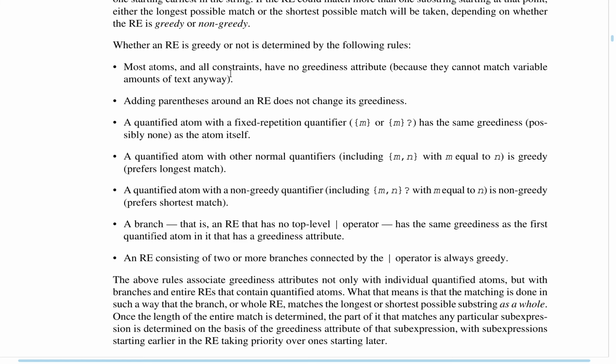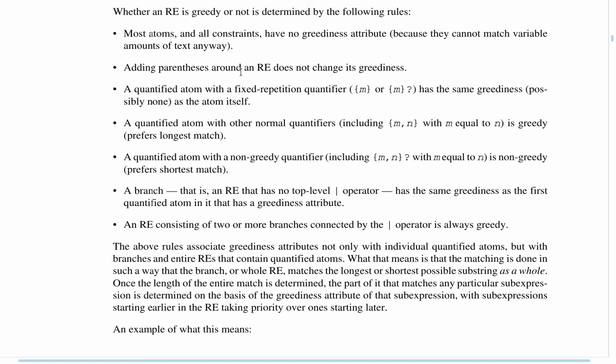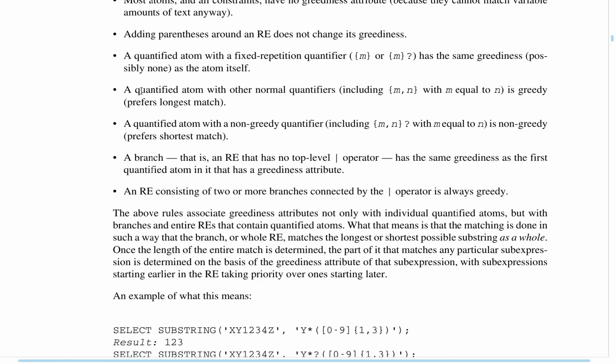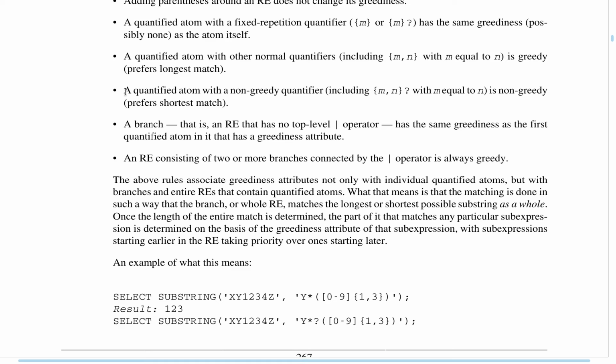Most atoms and all constraints have no greediness attribute because they cannot match variable amounts of text anywhere. Adding parentheses around an RE does not change its greediness. A quantified atom with a fixed repetition quantifier, that is {m}, has the same greediness as the atom itself. A quantified atom with other normal quantifiers, including {m,n} with m equal to n, is greedy, prefers longest match. A quantified atom with a non-greedy quantifier, including {m,n}? with m equal to n, is non-greedy, prefers shortest match.